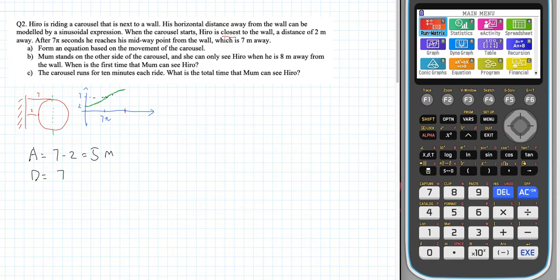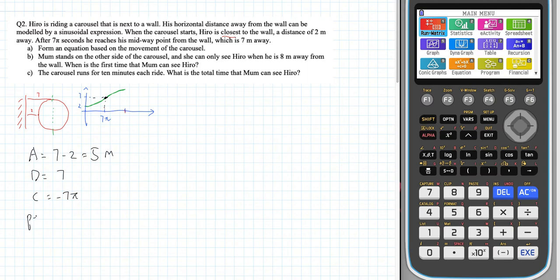Also we know the center line over here, so hence D is moved up to 7. And let's find out what C is going to be. Since we're going to use sine, that's where the center line is, and from sine we can see it's moved to the right by 7 pi. So hence C is equal to negative 7 pi, because it moved around, so you minus.